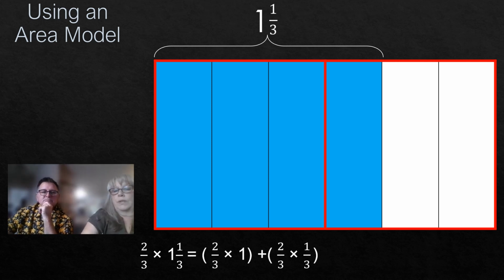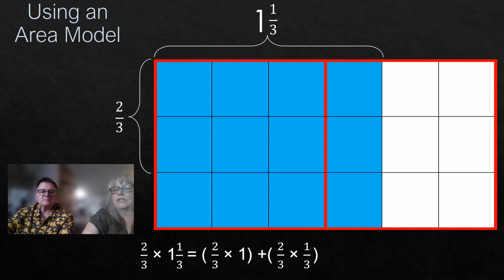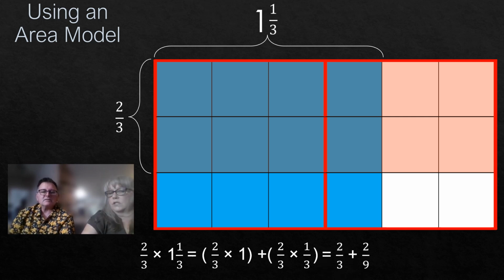So I'm going to, in the opposite direction, split it into thirds, and I'm going to look at 2/3 of that. Right? Yeah, I see that. So I've broken it down again, and I can look at 2/3 of one whole plus the 2/3 of 1/3, or I can just look at the whole thing, 2/3 of my 1 1/3 as a whole.